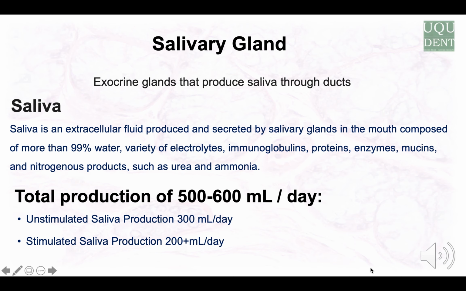The production includes both unstimulated and stimulated saliva. The unstimulated usually is about 300 milliliter per day, and the stimulated salivary production is about 200 milliliter per day.